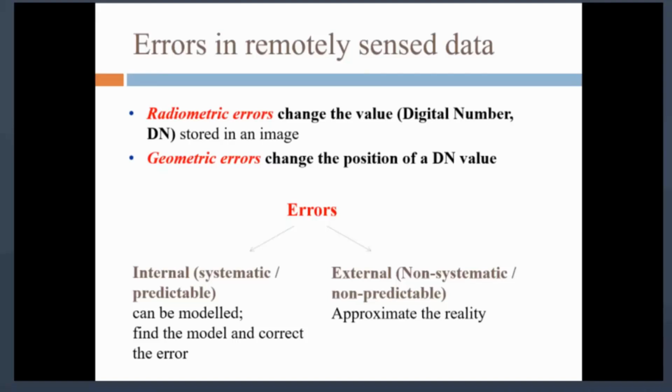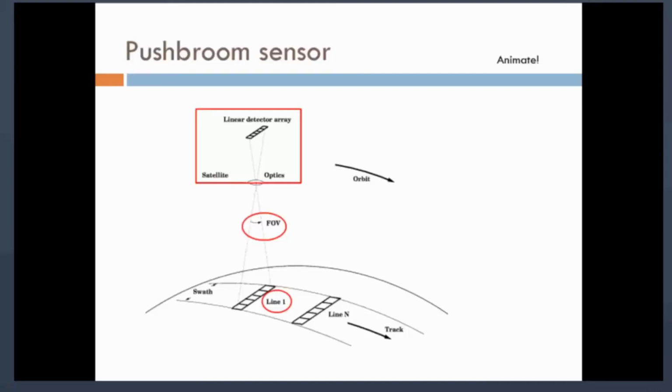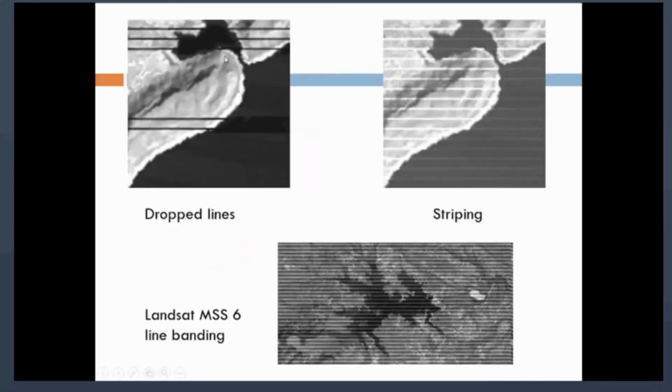But before that, just have a look at these stripes. Now, these stripes can be in either direction for raw data, which is stored in terms of rows and columns. You can have totally dropped lines, or you can have striping, where values are all very high at certain intervals. Or you can have a combination of these. You can see the bandings. You can see dark lines and bright lines also.